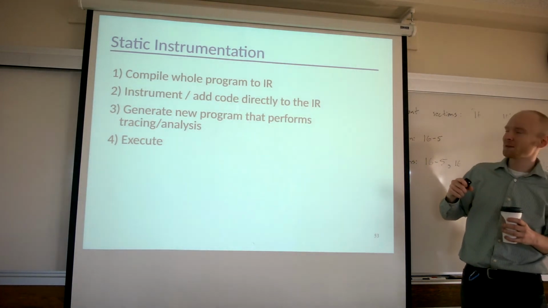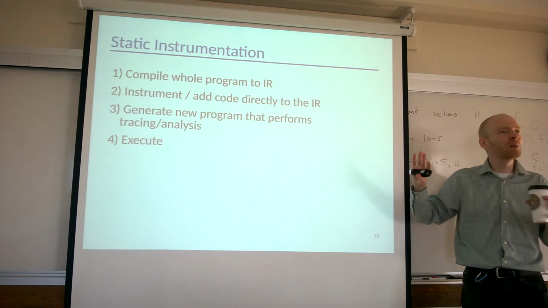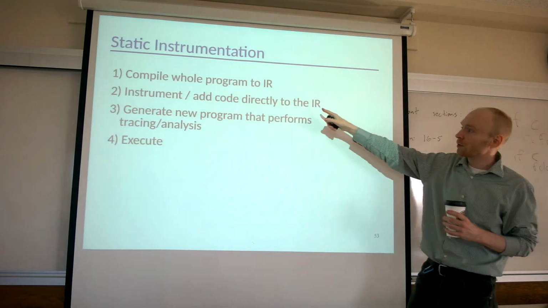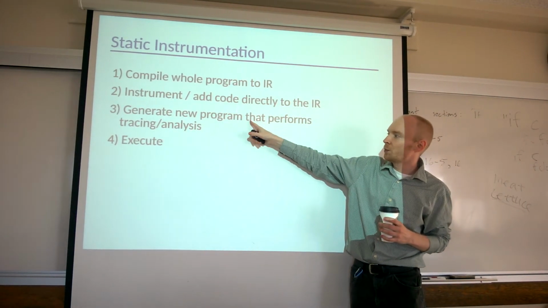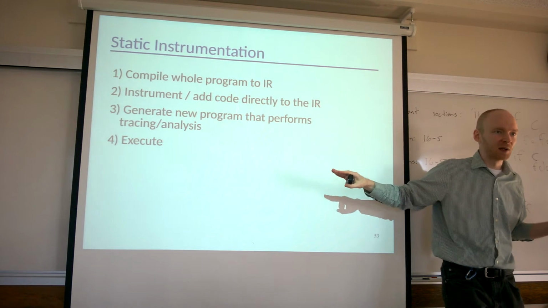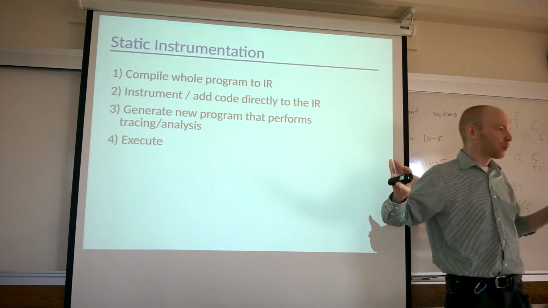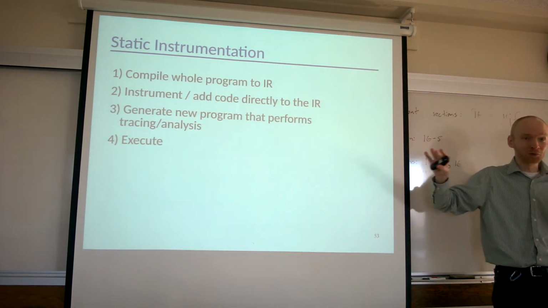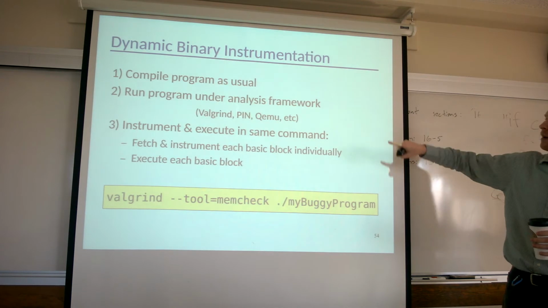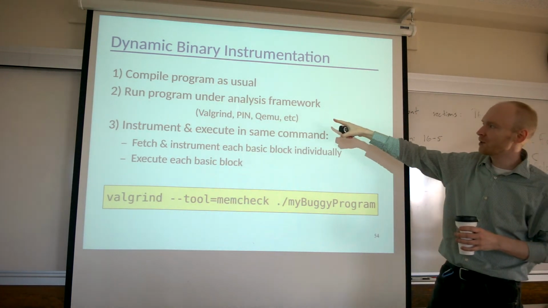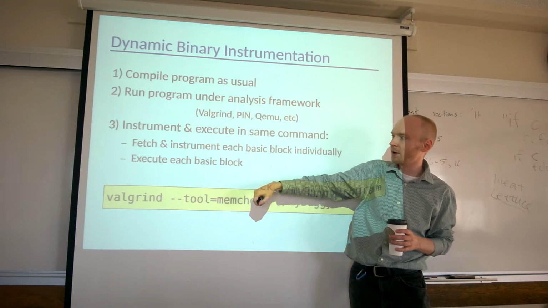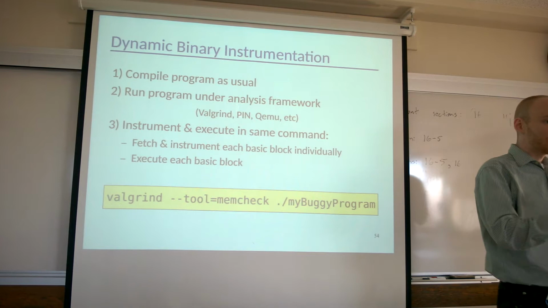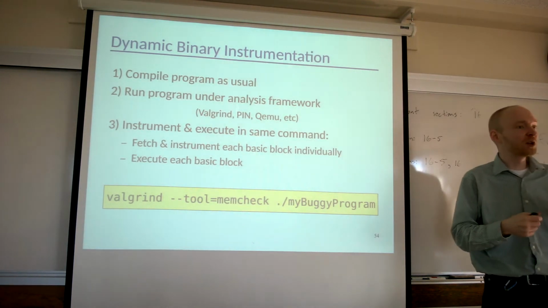Okay, 5 minutes. We won't quite finish with this, but we'll mostly finish with it. So if you're doing static instrumentation, you compile the whole program to IR, you instrument it, you generate a new program that performs your tracing or analysis, and you execute it. Big picture, I'm beating a dead horse at this point, but it is because I want you to remember it. With dynamic binary instrumentation, you compile the program as usual, you run it under an analysis framework, and then you instrument the program as it executes. But you still instrument the program before it executes the instrumented code.